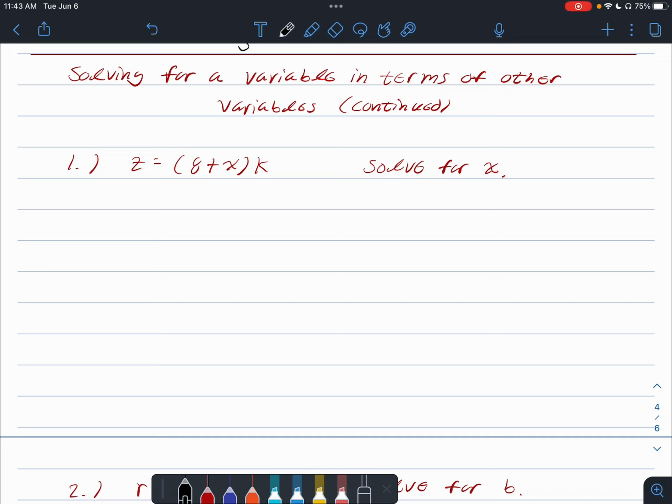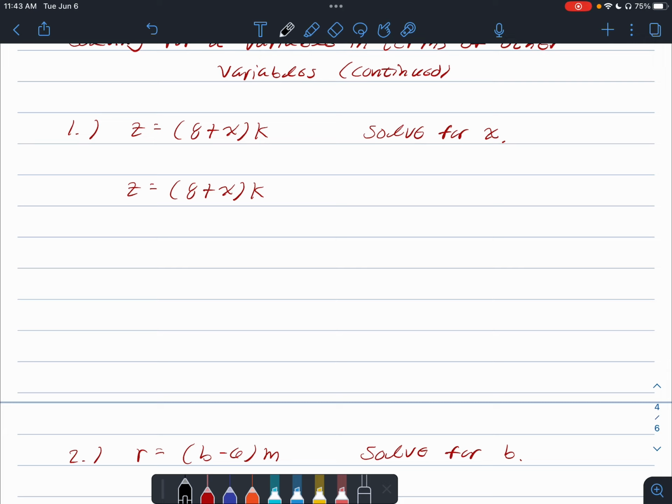For this first one, we have z is equal to 8 plus x times k. So 8 plus x in parentheses times k. Okay, I'm actually going to copy this here so we can keep the original equation for the sake of notes. And what we want to do is isolate x all by itself. So the first thing we can do, we can either distribute this k, or we can divide both sides of the equation by k. I'm going to choose to do that here. So let's go ahead and divide by k.